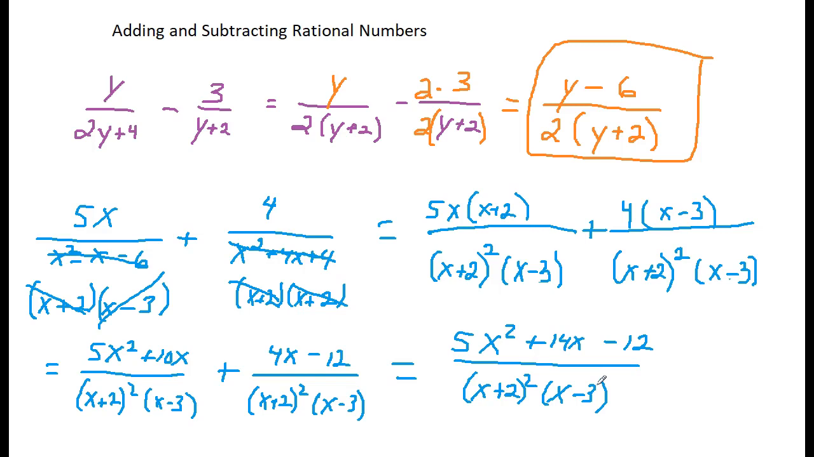Now, if you are asked to state any restrictions in your domain, what you do is you set your denominators equal to 0 and solve for x. Like in this one, x cannot be negative 2 and x cannot be a positive 3. Why? Because it'd make your denominator 0. So we do have some restrictions, and our book asks for those. So we're going to say x cannot equal negative 2 and x cannot equal positive 3. All right, there we have it.